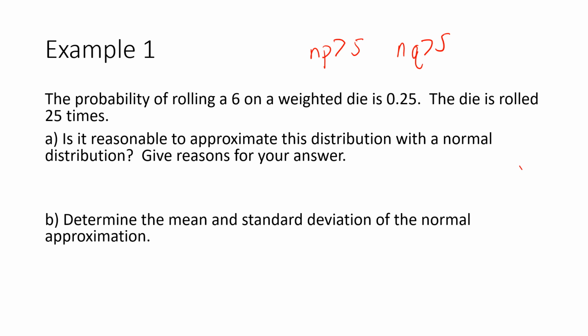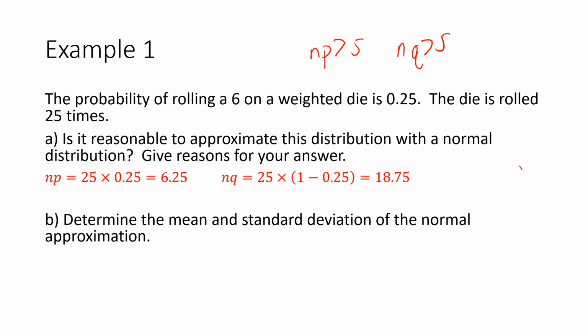So we need a large enough number of trials, and P and Q need to be large enough so that NP and NQ are both greater than 5. Otherwise, the probability distribution will not look close enough to a normal distribution. We won't get a very good estimate.